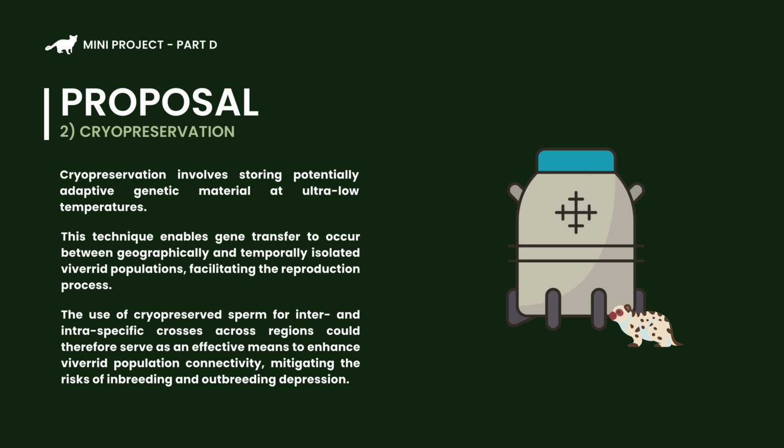The second proposal is cryopreservation, which involves storing potentially adaptive genetic material at ultra-low temperatures. This technique offers a unique solution by enabling gene transfer between geographically and temporally isolated viverrid populations. By using cryopreserved sperm for inter- and intraspecific crosses across regions, we can effectively enhance viverrid population connectivity. This method not only safeguards the adaptive genetic material, but also minimizes the risk of inbreeding and outbreeding depression.